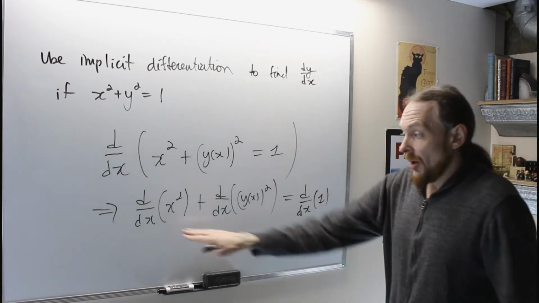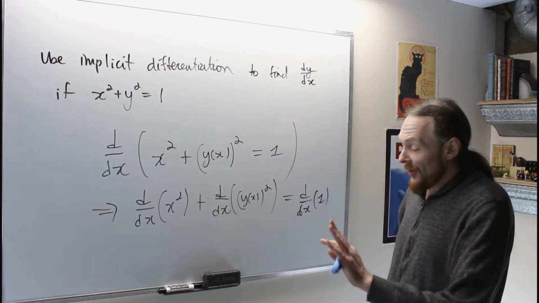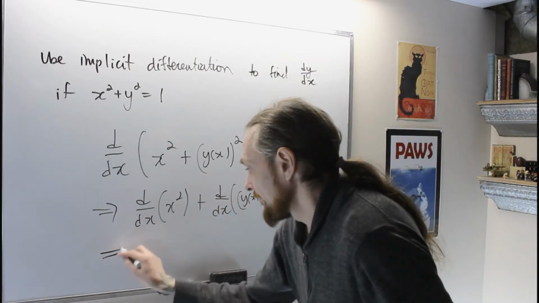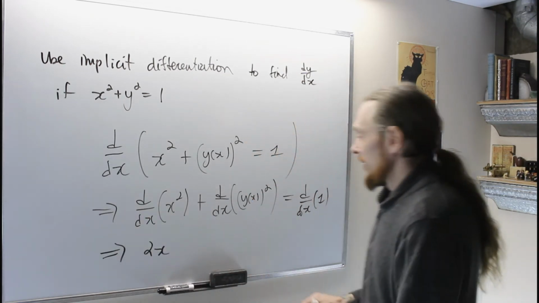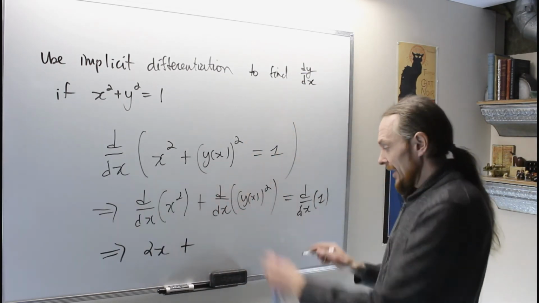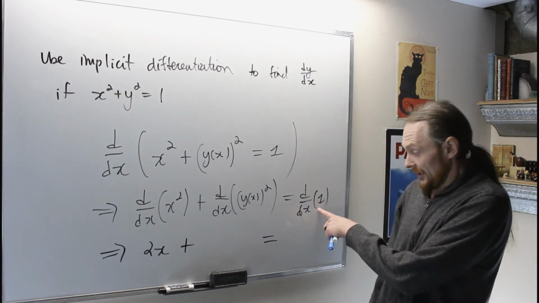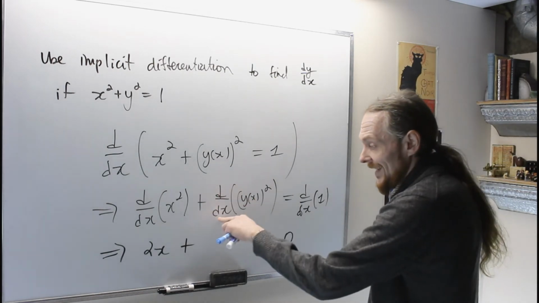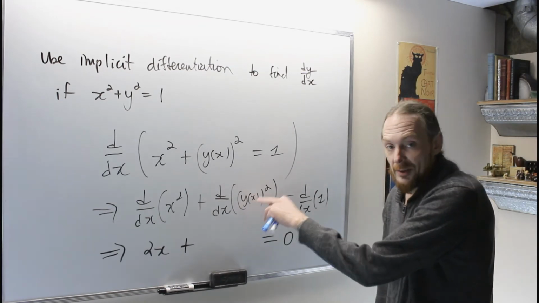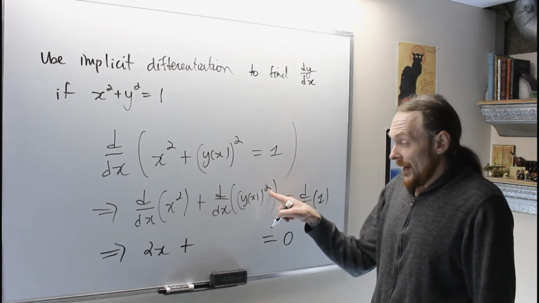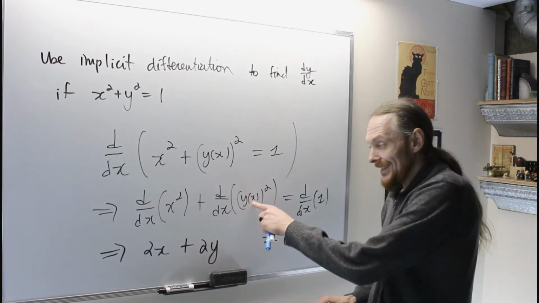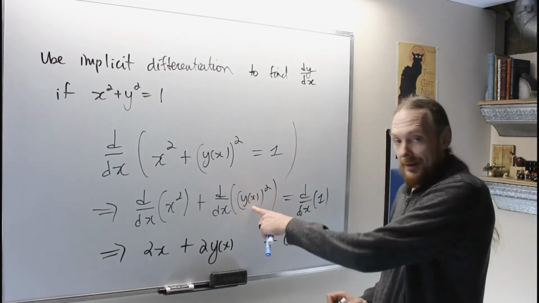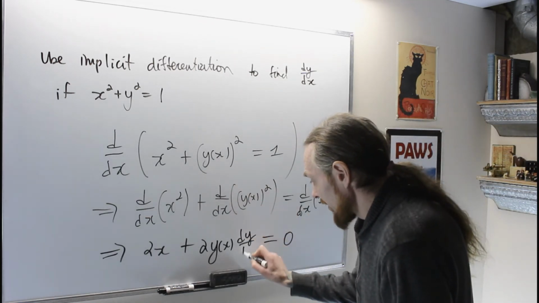And then I use all my rules. When you have terms that are just x terms and don't involve y, it's regular differentiation, the power rule. This gives us 2x plus, we'll deal with this one last, equals, we'll do the easy ones first, the derivative of a constant, which is 0. Now I want to take the derivative with respect to x of y of x squared. First I use the chain rule: derivative of the outside, evaluated at the inside, y of x, times the derivative of the inside, which is dy/dx.